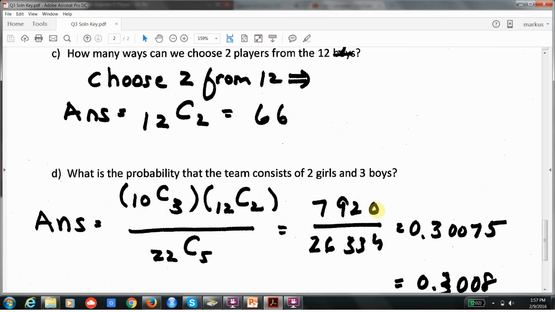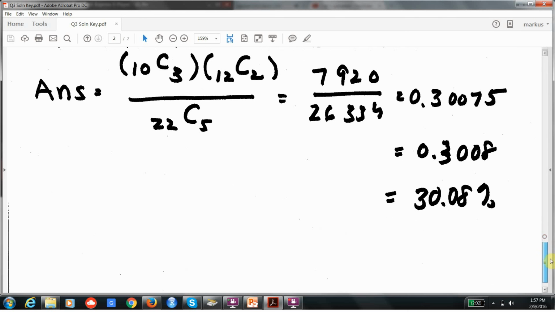So it's 7,920 divided by 26,334, which when you put this as a probability, it's 0.3008, and expressed as a percentage, it's 30.08. Okay, these are good problems to practice for the exam.